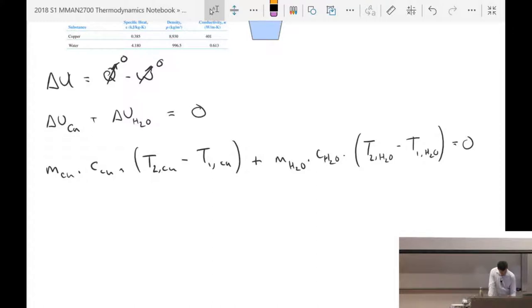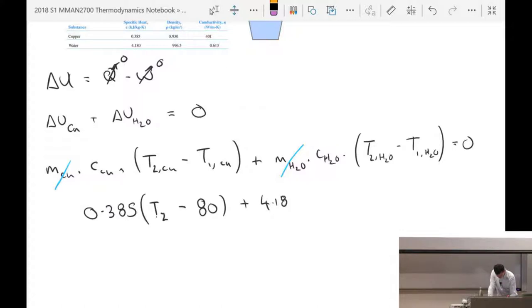Because the masses were equivalent, I'm going to divide throughout by the mass. So I'm going to get rid of that and get rid of that because they're the same. The specific heat capacity of copper was 0.385. Now T2 of the copper and T2 of the water will be the same, because we're allowing it to reach thermal equilibrium. So whatever temperature the copper is, the water will be also at the end of the process. So I'm just going to call that T2. 0.385 times T2 minus T1 of the copper, plus 4.18 times T2 minus 20. So now I've got one unknown, which is T2. And we've got one equation to solve.